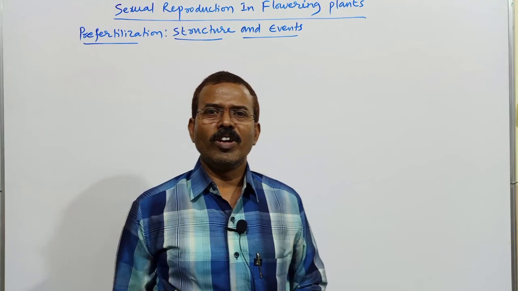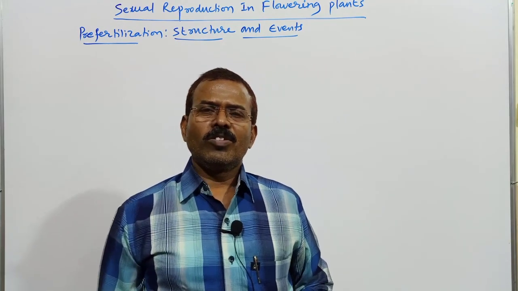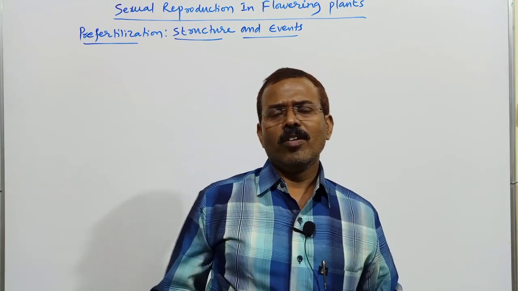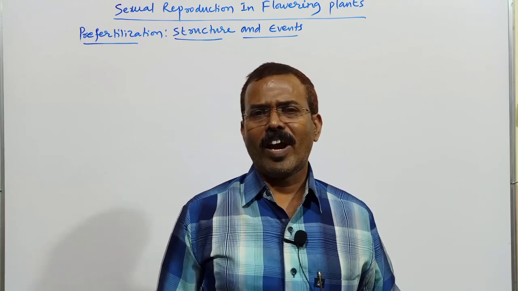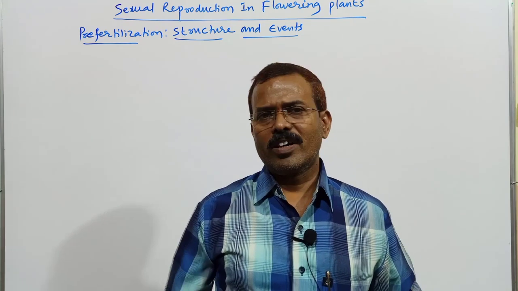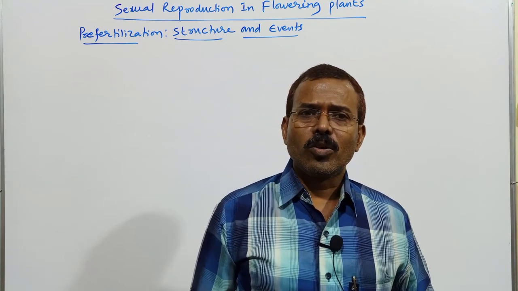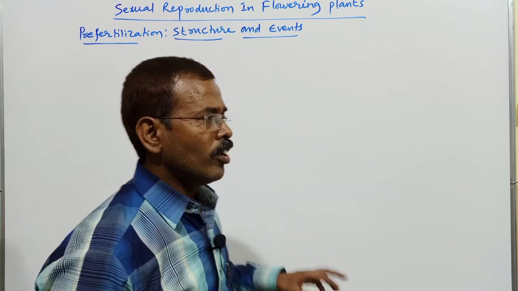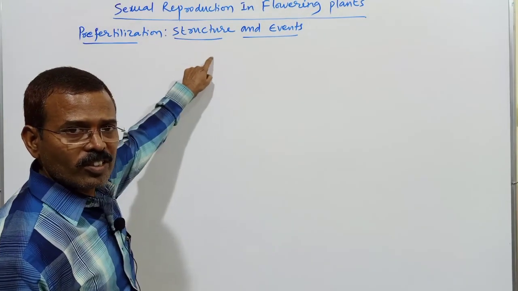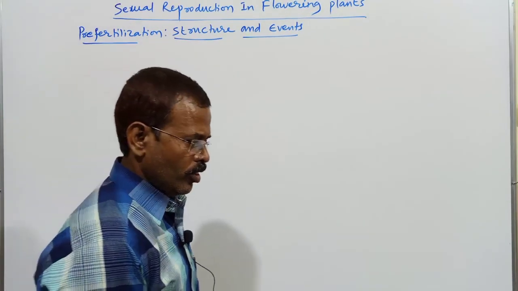Good evening, students. I was discussing mainly flower, a fascinating organ of angiosperms, yesterday. We have started the second chapter, sexual reproduction in flowering plants. So today we have to continue with pre-fertilization structures and events.